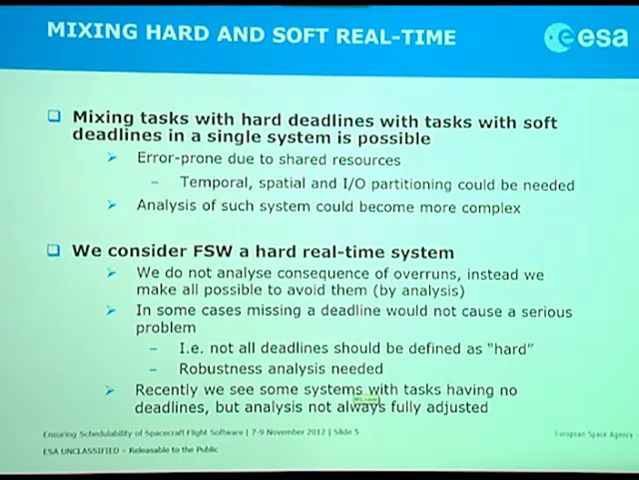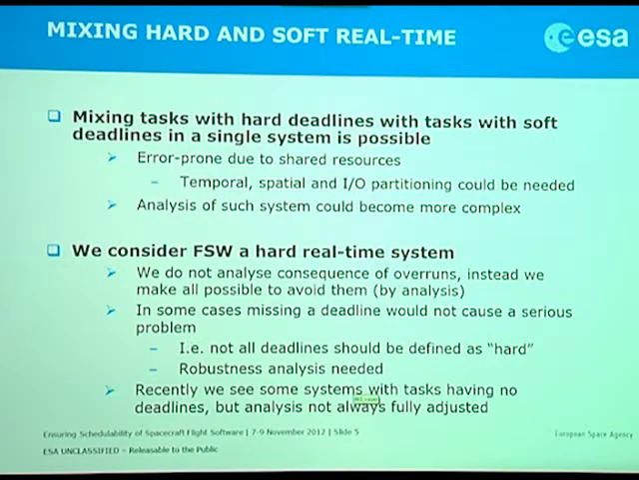And now I come to what we do at ESA. At ESA, how we see flight software is as a hard real-time system. That means we don't analyze the consequence of overruns. Simply we do all that is needed to make sure that there are no overruns. So certainly we can identify some tasks which, in case they don't meet a deadline, the consequence is not that critical, but in most cases we simply don't do it because it's simpler to analyze the system as a purely hard real-time system.